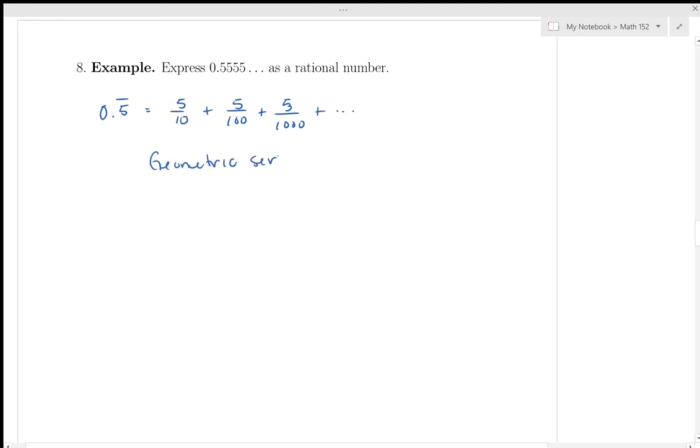It's a geometric series with the first term equaling 5 tenths, and the common ratio equaling 1 tenth. Because if we multiplied A by R, we would get 5 over 100, and that's the second term. If we take 5 over 100 and multiply by 1 over 10, we get 5 over 1,000. So it's a geometric series that satisfies these things. That means we can write it like this: A over 1 minus R. And we multiply top and bottom by 10. Then we see that this is equal to 5 ninths.